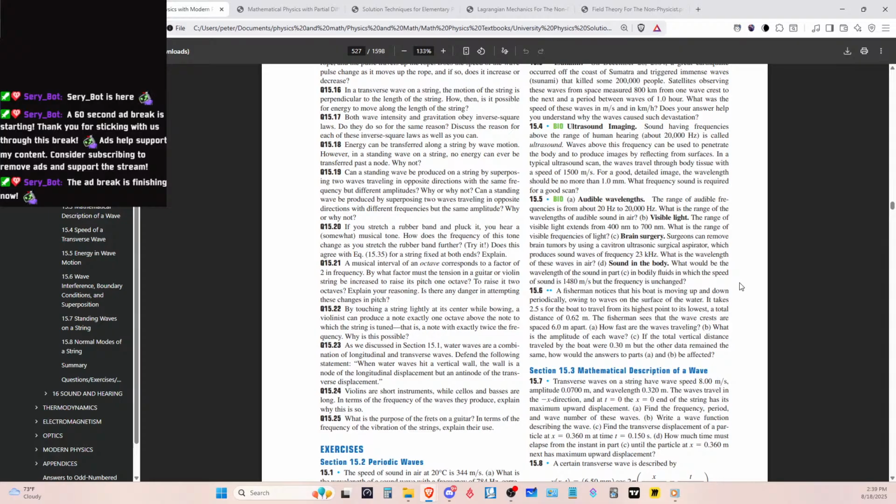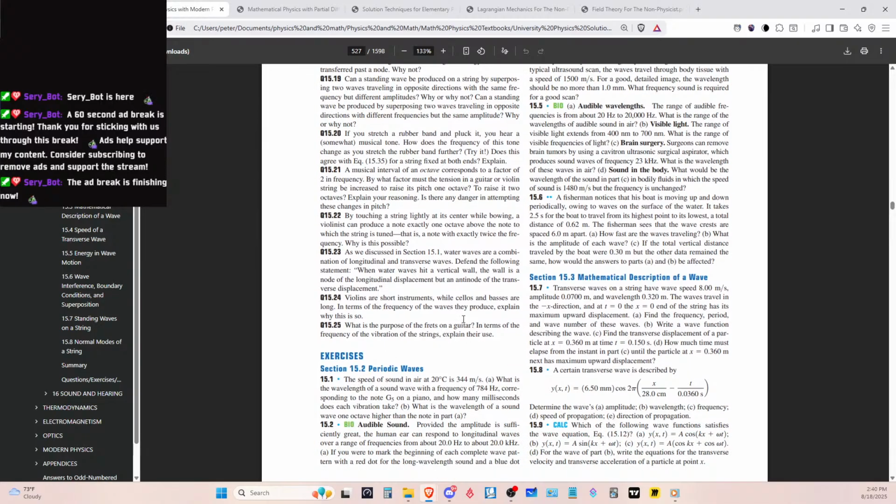What is the amplitude of each wave? If the total vertical distance traveled by the boat were 0.30 meters, but the other data remained the same, how would the answers from part A and part B be affected? Okay. So I guess we'll start with 15.2 then.